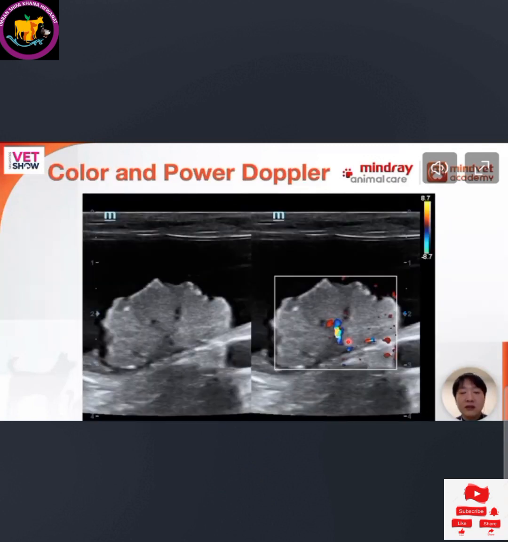Getting that was a urinary bladder mass.